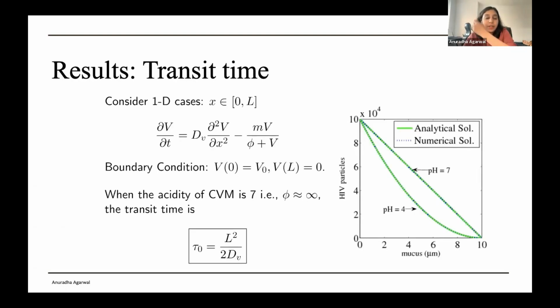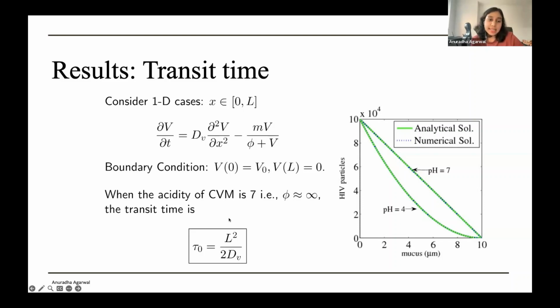Now, moving on to some results here. First is the transit time. So considering the 1D case, we have 0 to L, where L, I think we've considered 10 micrometers. Here, we have just our equation that I discussed earlier, the boundary conditions. V of 0 is V naught. Here, V naught is again 10 to the power 5 virus particles which are entering into the region. V of L equals 0.